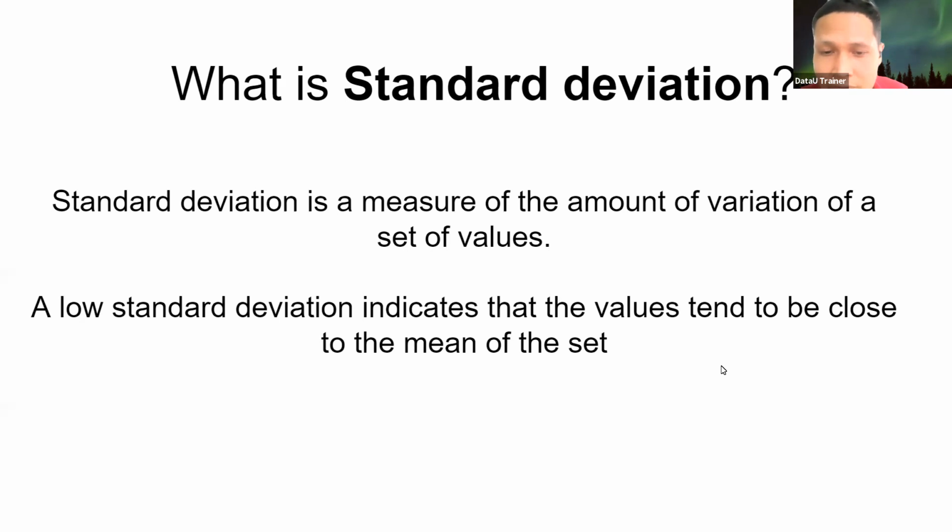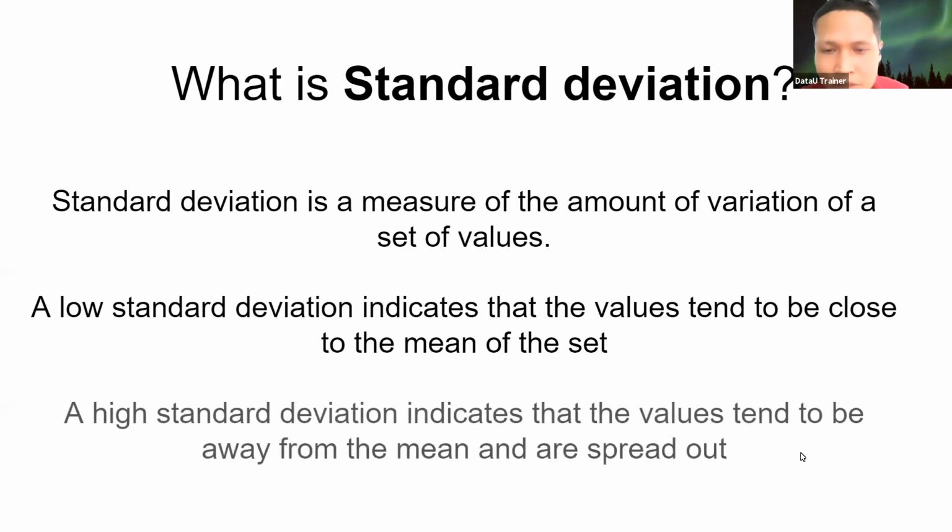And in Excel, you have a formula or actually a function that you can use that calculates it for you. Okay, so if you get a low number, then it's just telling you that they're close to the mean, which should be a good thing, depending on what you're trying to do. Now, a high standard deviation indicates that the values tend to be away from the mean and are spread out, okay? So if you get a higher number, then they are not close together, they're spread out, all right?